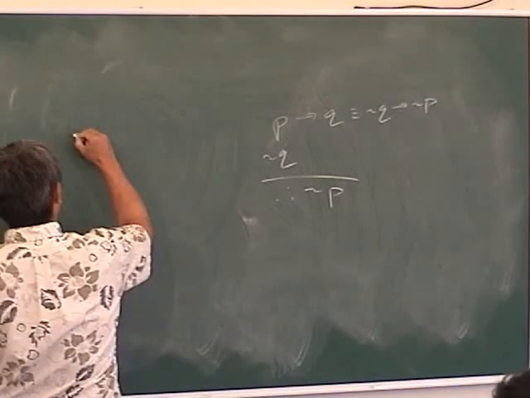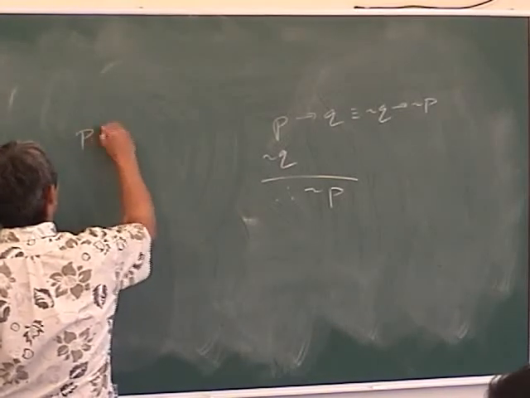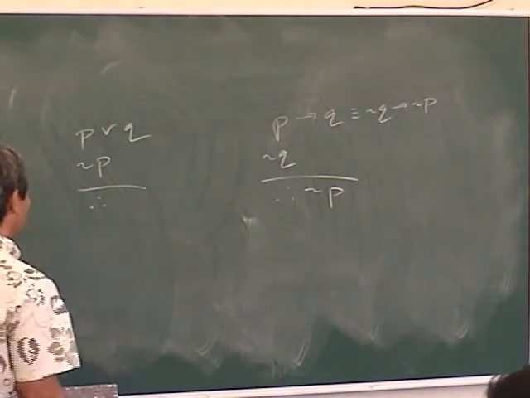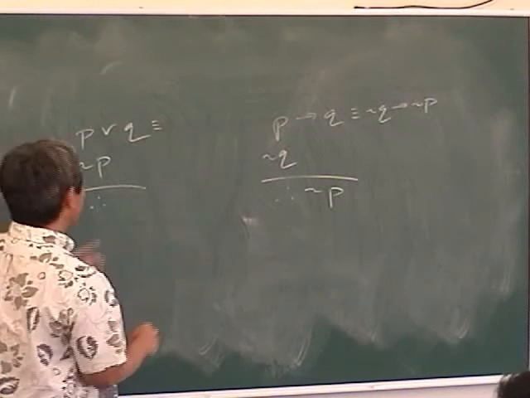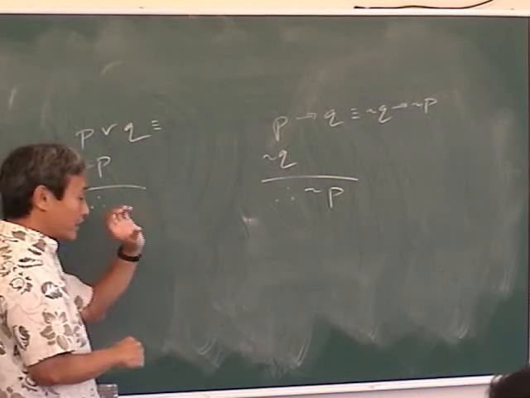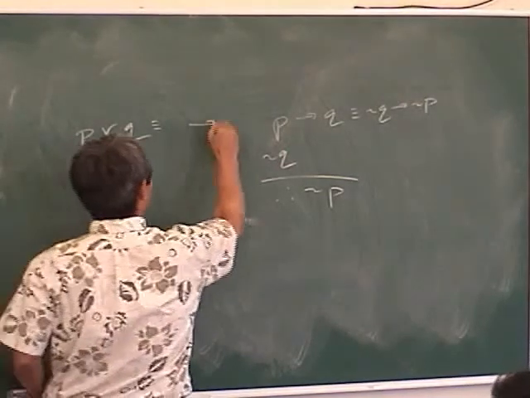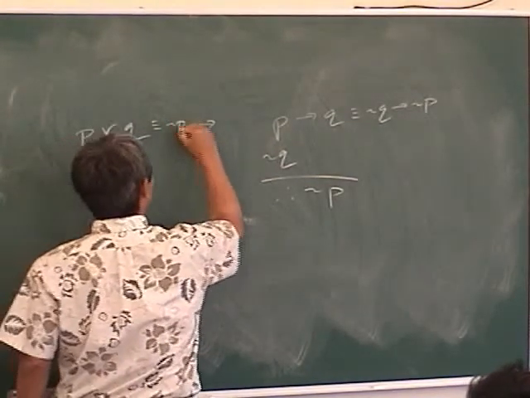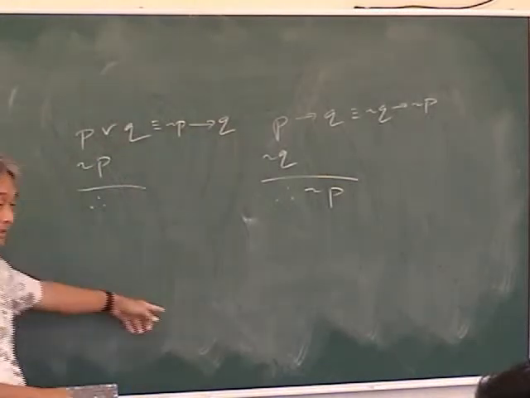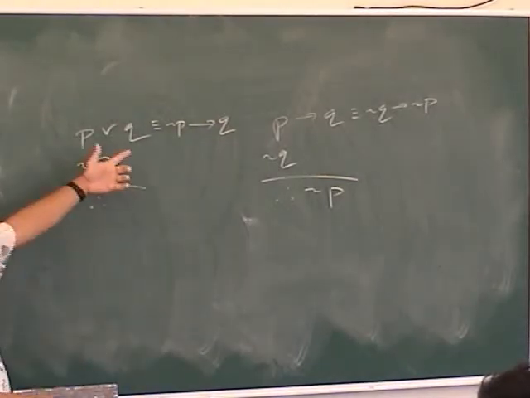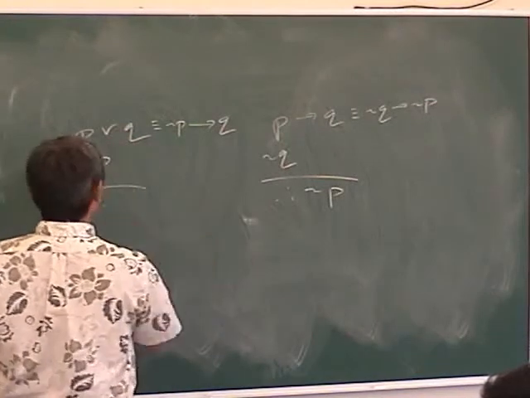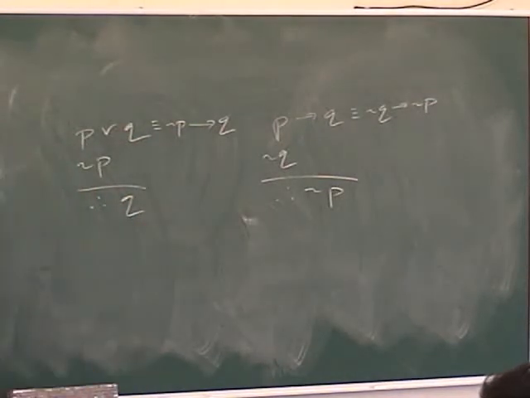Okay, next one. P or Q, not P, therefore what? Well, anytime you see an or statement, you want to change it to a conditional statement. And how do you do that? You negate the first and leave the second one alone, right? Now once you do that, look how easy this is. Gorilla implies banana. Gorilla, therefore banana. Hey, this is pretty easy.